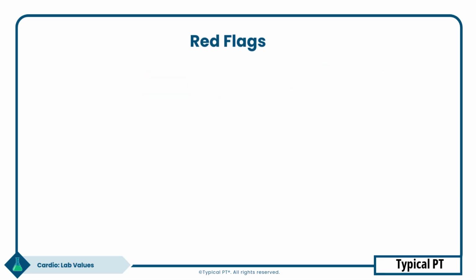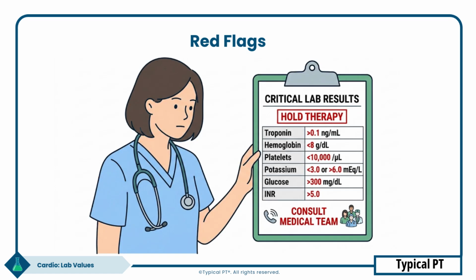Before we finish this lecture, take a screenshot of this slide. These are the values where you hold therapy and consult the medical team immediately. Troponin above 0.1, hemoglobin below 8, platelets below 10,000, potassium below 3.0 or above 6.0, glucose above 300, and INR above 5.0. When in doubt, hold therapy and consult.